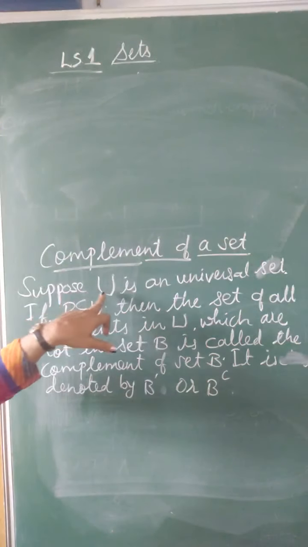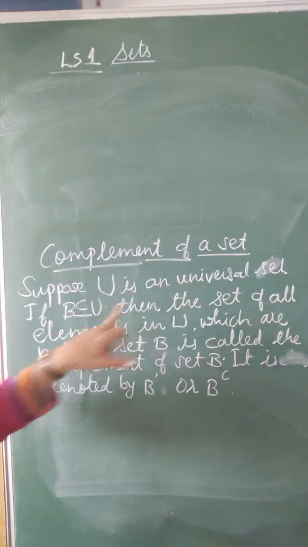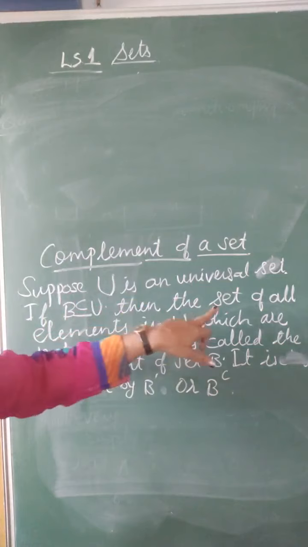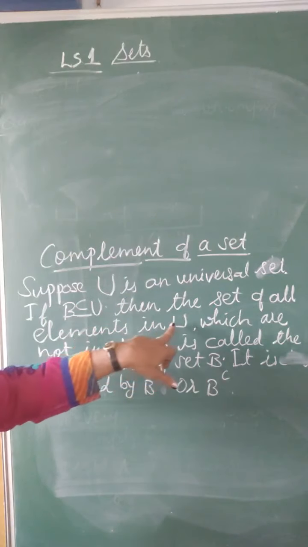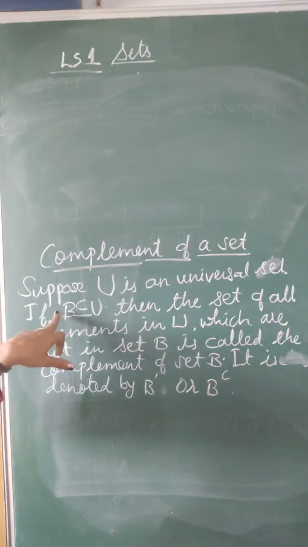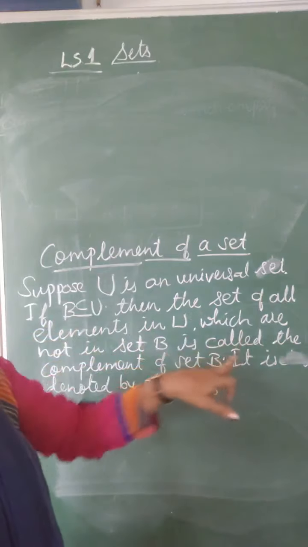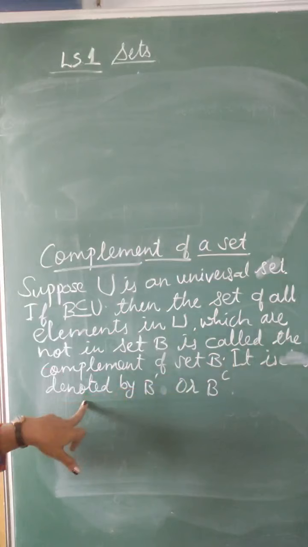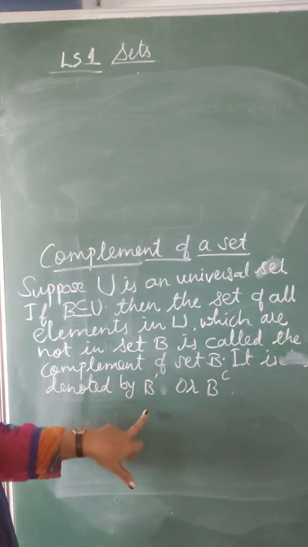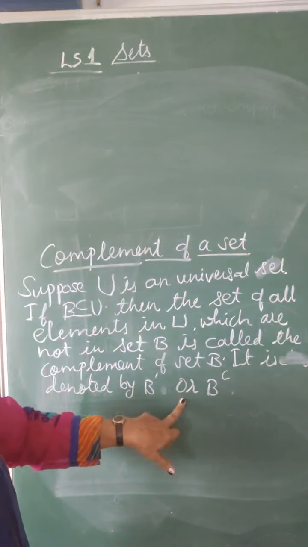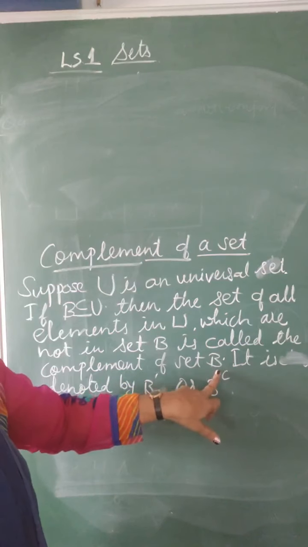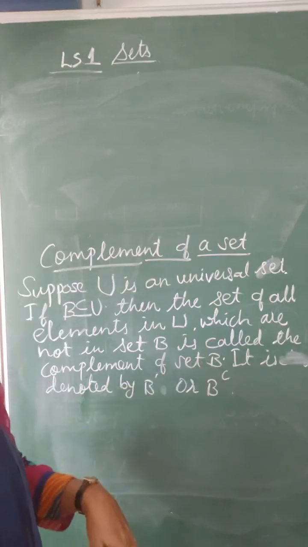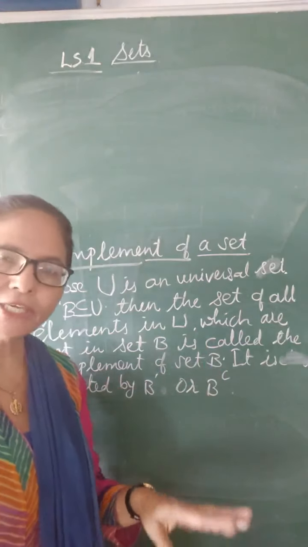Suppose capital U is a universal set, and if B is any set which is a subset of U, then the set of all elements in U which are not in set B is called the complement of set B, and it is denoted by B dash, or you can write B raised to the power C. Now it will be more clear if we take one example.